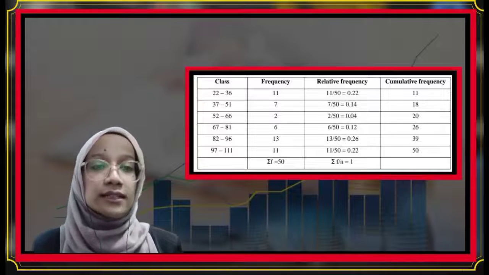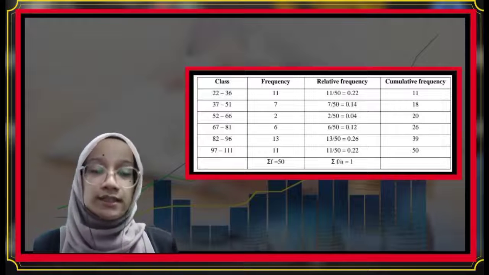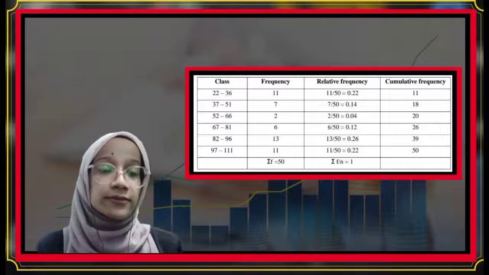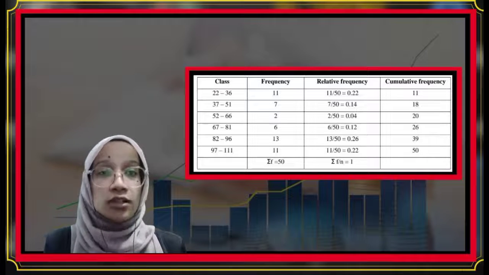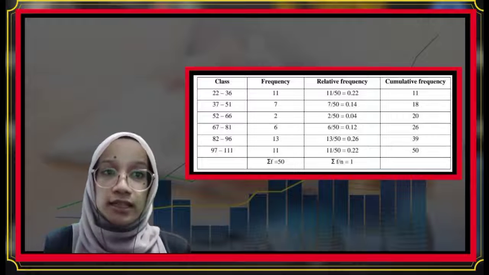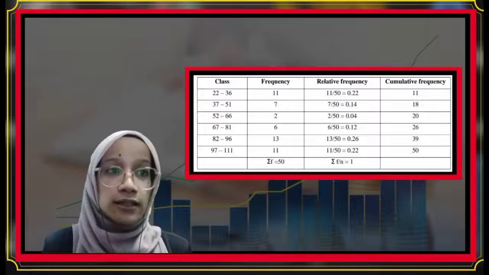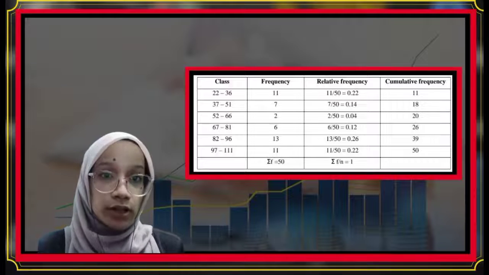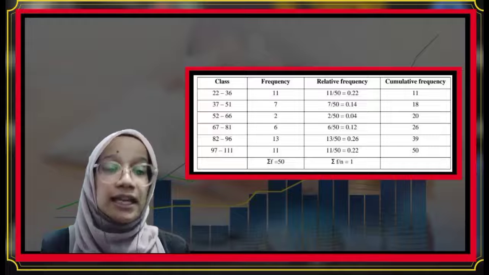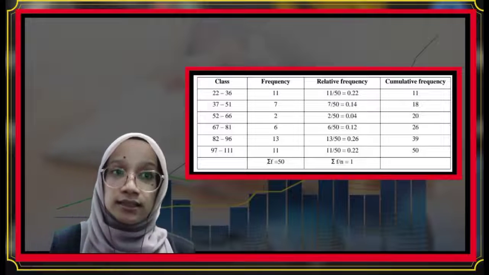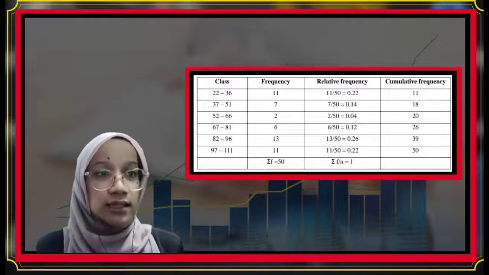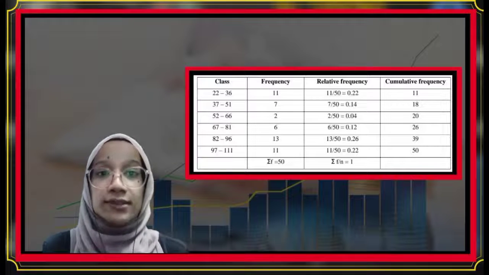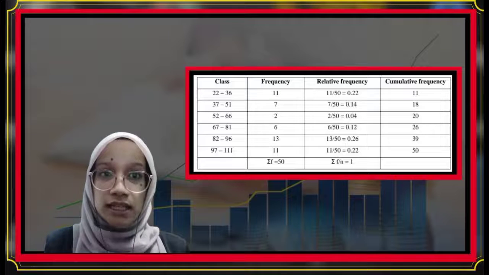Now we move to the cumulative frequency. We use the formula that the cumulative frequency of the last class is equal to the sample size, which is n. So it must be like this. The first column is 11, the second column must be 11 plus 7, where we take the frequency column, and it must be 18. And the third must be 20, next 26, then 39, and the last one is 15. I think that's all for me. Thank you.